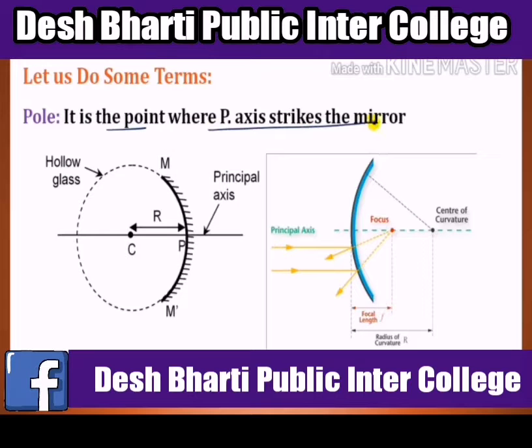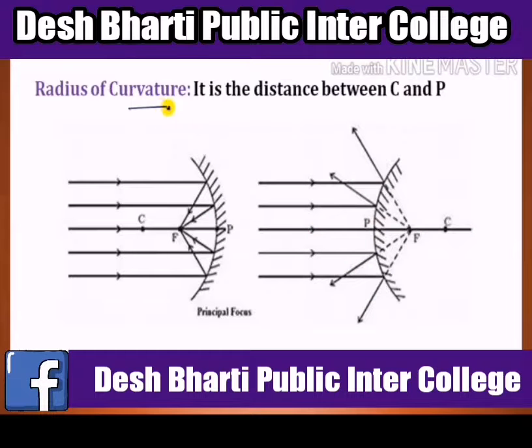After that, the pole. It is the point where the principal axis strikes the mirror. Here you can see the point where the principal axis strikes the mirror, that is the pole. Now what is the radius of curvature? It is the distance between C and P, that is, the distance between the center of curvature and the pole.